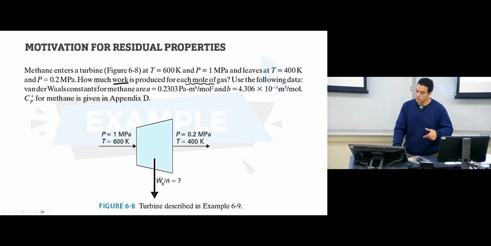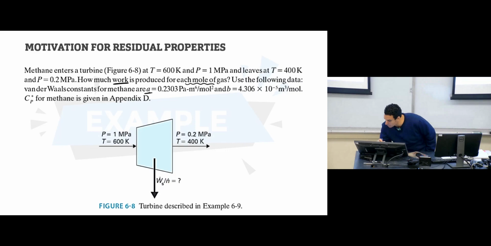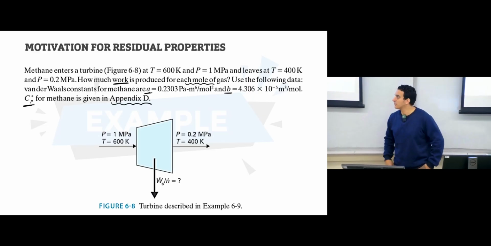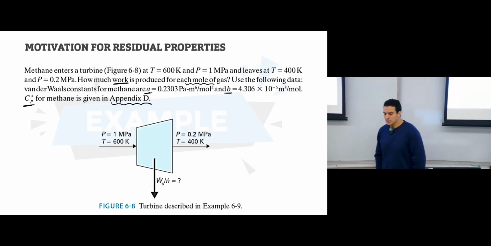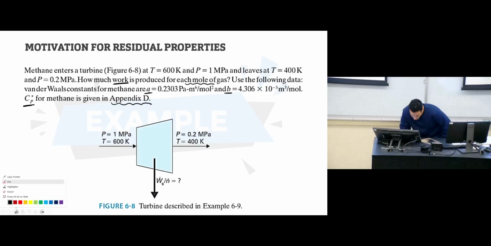And it says to use the van der Waals equation of state. We have the value of parameter A of the van der Waals equation of state, the value of parameter B, and if you need the heat capacity, use appendix D to get its value. Okay, so this is the example. Basically, it asks us to calculate the amount of work per unit mole.